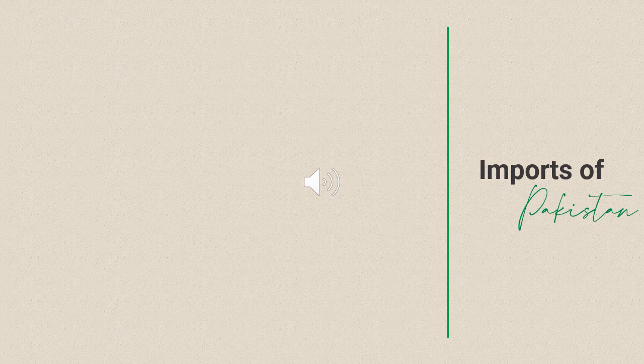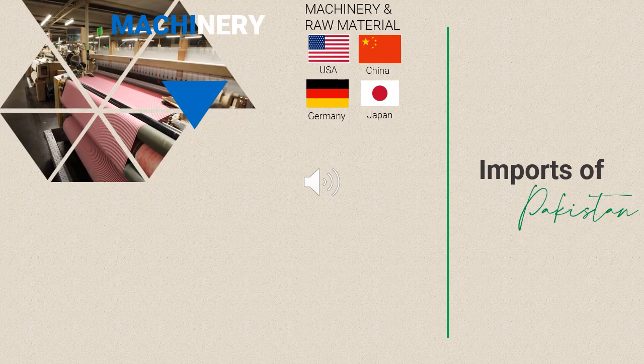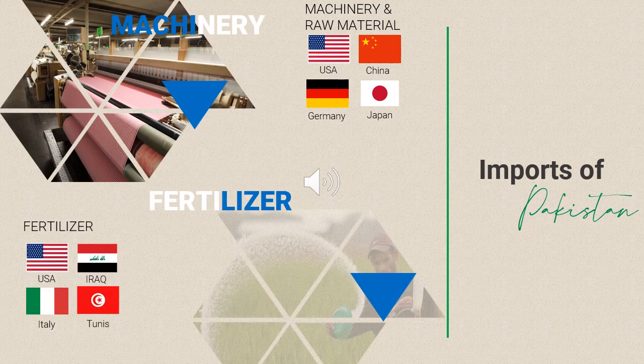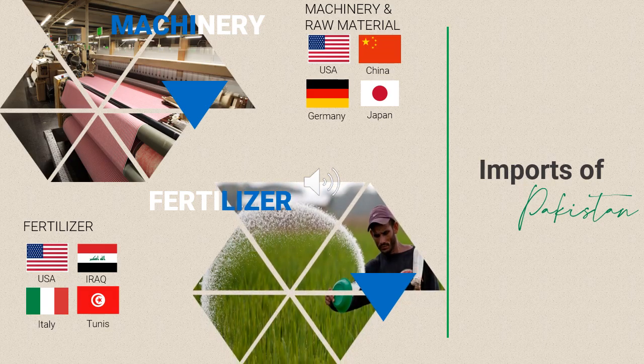Another major import item of Pakistan is machinery and raw material. Pakistan's industrial sector is not very much developed. So for industrial progress, Pakistan needs to import latest machinery for its industrial sector. Pakistan imports machinery from China, Japan, Germany, USA, and UK. Chemical fertilizers. Pakistan is an agricultural country, and chemical fertilizers play an important role in the development of agricultural sector. Pakistan has many fertilizer factories, but still they are not enough for fulfilling Pakistan's needs. So Pakistan imports fertilizers from Iraq, Tunis, Italy, and USA.